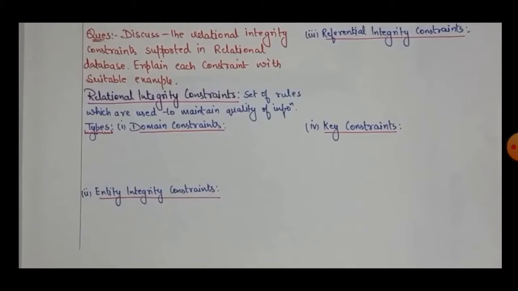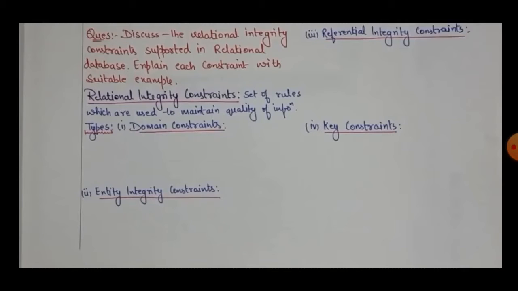So first of all, we need to understand the definition of relational integrity constraint. What is the definition? Here we have the definition. It is a single line, so we just need to understand it and grab the knowledge. A set of rules which are used to maintain the quality of information, that's it.